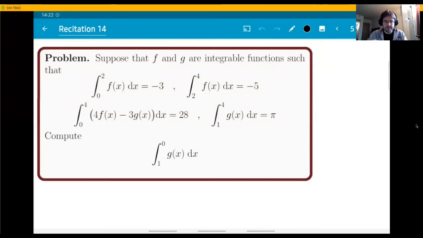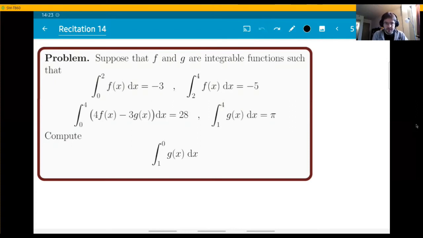Here is one that uses the different properties of integrals. Suppose that you have two integrable functions, f and g, and I'm giving you the value of lots of integrals in here and asking you for another one. So let's see what we have here. What we want is the integral of g between 1 and 0. They're giving you this integral in the unusual order, the larger number downstairs. But you know how to work with this, right? You just introduce a minus sign to flip the endpoints.